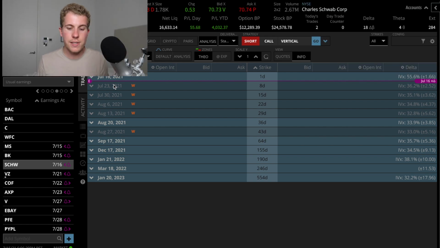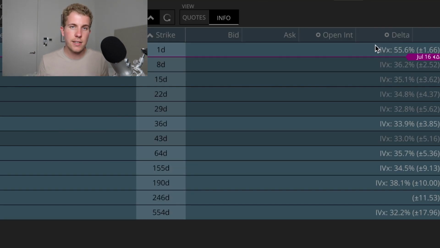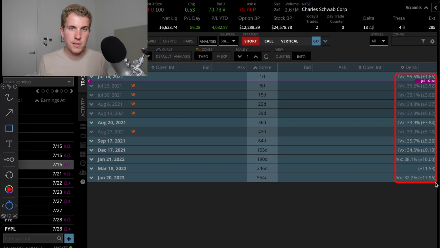And something to notice here is that on the right, you can see that there is the IVX, that's IV index, that's basically the IV. What you can see is that you have the IV for all of the expirations. What you notice directly is that the closest expiration, meaning the one that is expiring on July 16, has an IV of 55%, when the one that is expiring in a week only has an IV of 36%, which shows you that all of the implied volatility is concentrated within that expiration where there is the earning announcement.